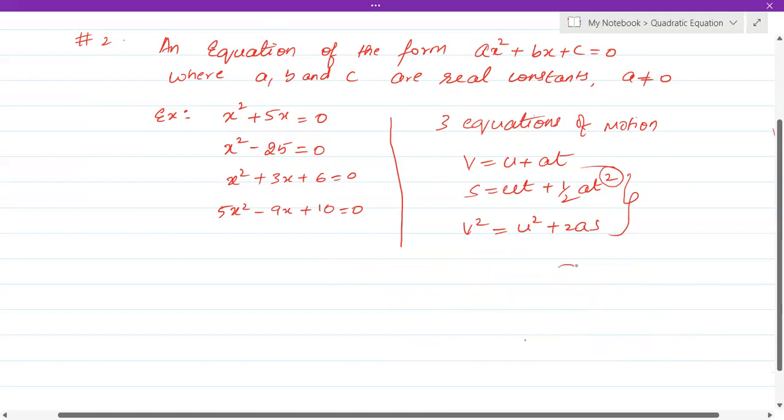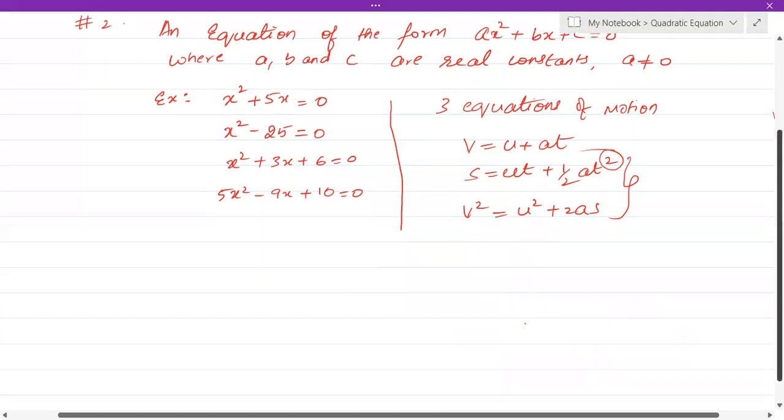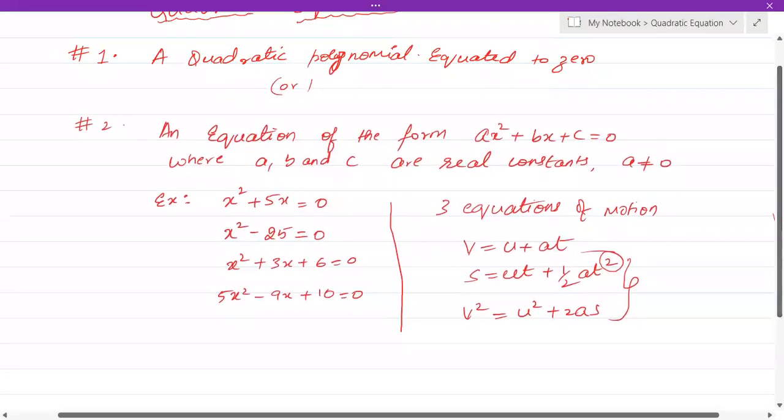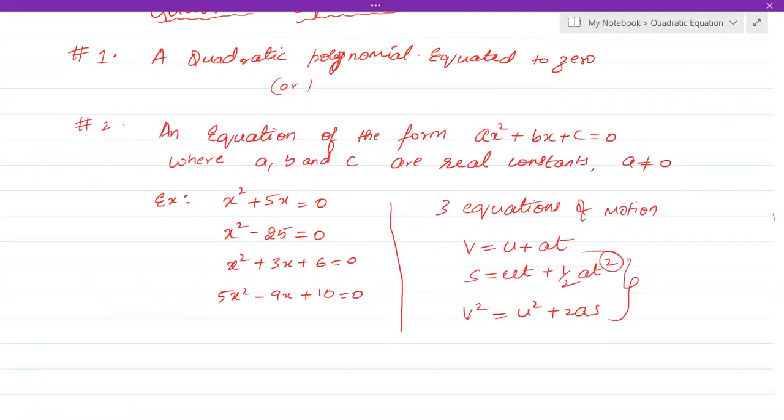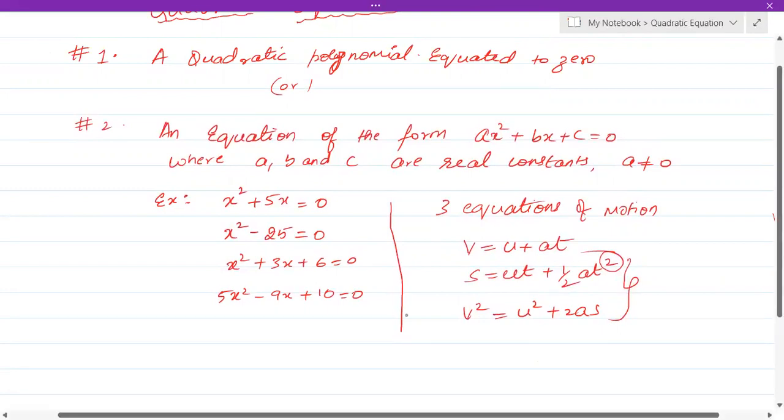Now, in your textbook, in the first exercise, we have to find whether the given equations are quadratic or not. A very simple one. An equation is said to be quadratic if the highest power of the variable is 2. That's it. If the highest power of the variable is not 2, then it is not quadratic. As simple as that.